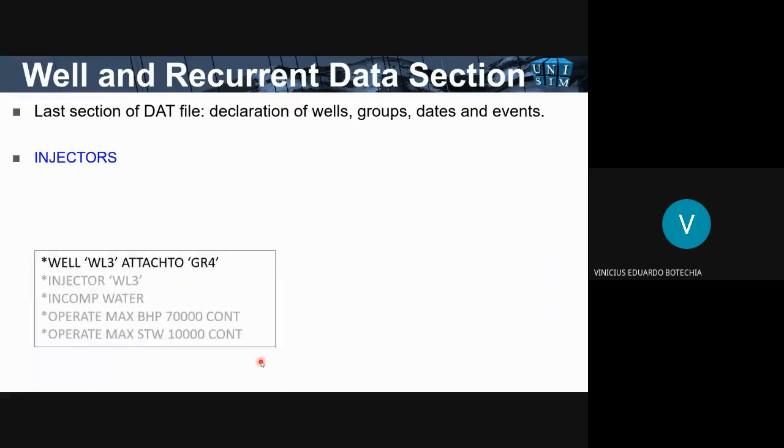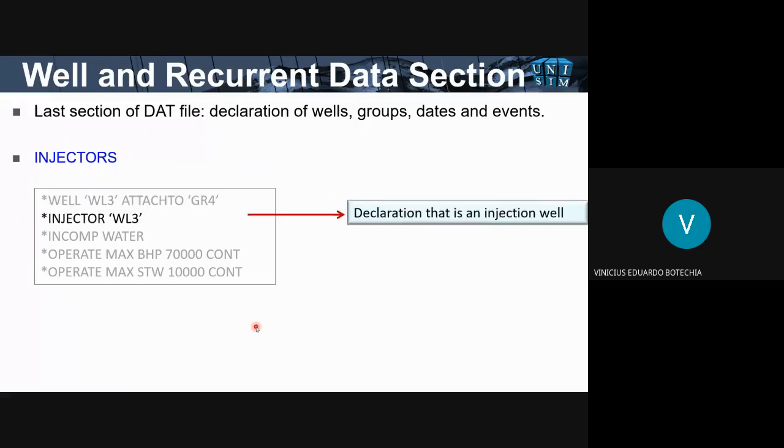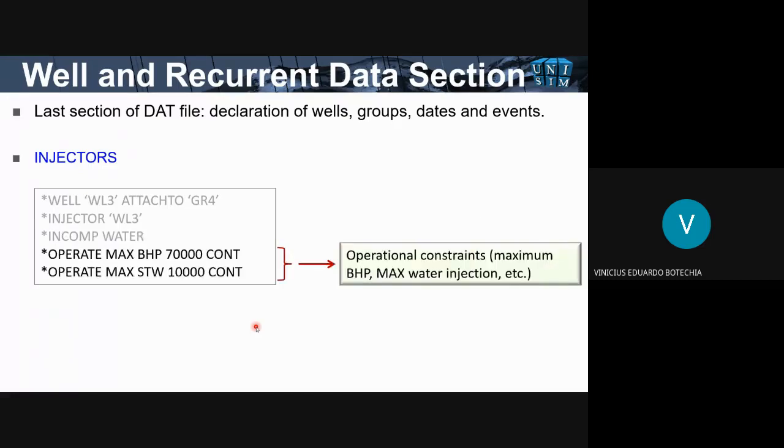And similar, you do the same for injectors, right? You declare the name of the wells and the initial group, then declare that it is an injector, you declare the fluid that is being injected, you declare the operation constraints as in the producer case. So you set, for instance, a maximum BHP of 70,000 kilopascals, and the injector will operate only until this level. If you reach this level, it will be restricted in this amount. Same for the water injection.